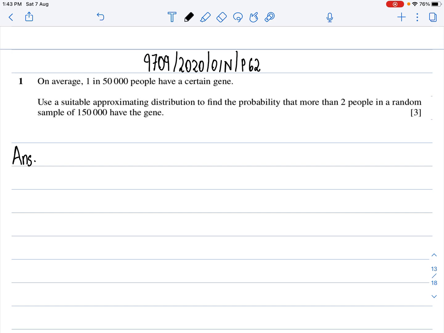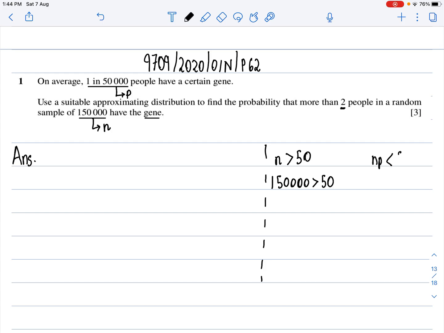This was tested in 2020, October-November paper 62. On average, 1 in 50,000 people, which is the probability, have a certain gene. Use a suitable approximating distribution to find the probability that more than 2 people in a random sample of 150,000 have the gene. So I know this is my n. First, see if it matches the condition. I need my n to be more than 50. My n in this case is 150,000, which is more than 50, obviously.